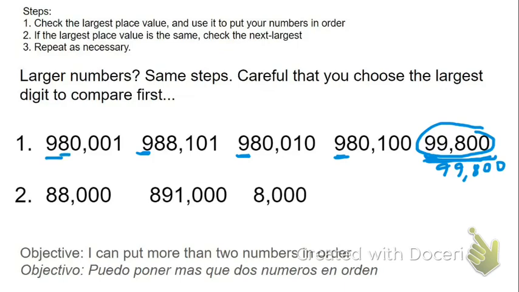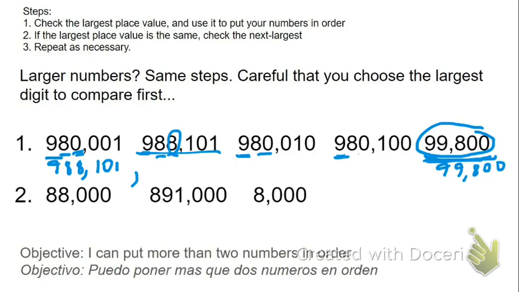Well, let's take a look. 8, 8, 8, 8. Well, that's no help. Let's check the next largest. 0, 8. Oh, okay. 0, 0. Well, that means this is bigger because the rest of them have a 0 there. 988,101. Let's put a nice big comma between that and the next one here. Okay, so the 8 helped us with that.